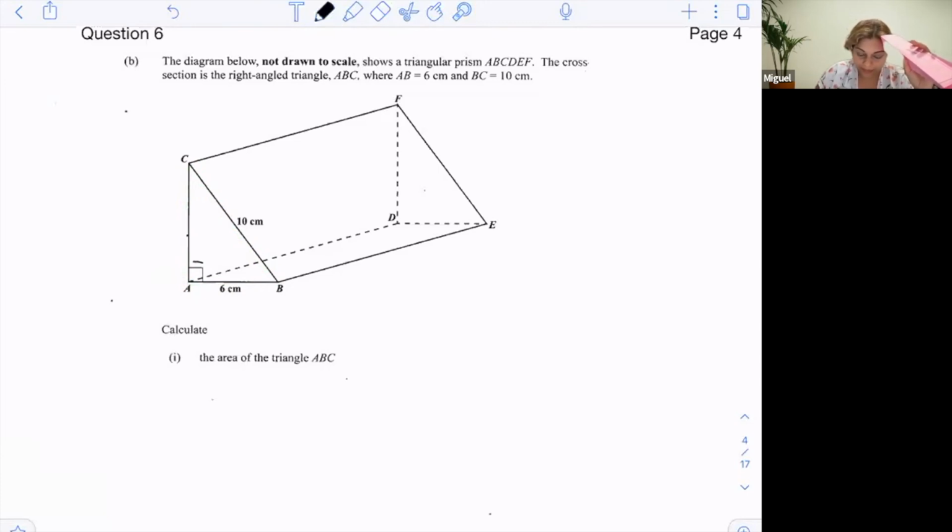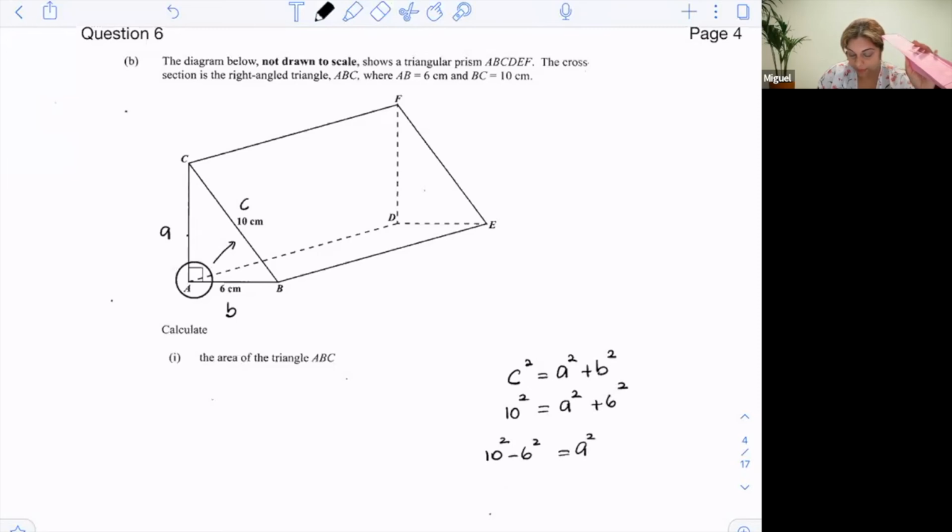So this side opposite to the right angle is called the hypotenuse, and it is also called C. This is A, this is B. So C squared is equal to A squared plus B squared. C is 10. We are trying to find A. B is 6. So 10 squared minus 6 squared is equal to A squared. So work it out. A is the square root of 10 squared minus 6 squared. This is Pythagoras' theorem.